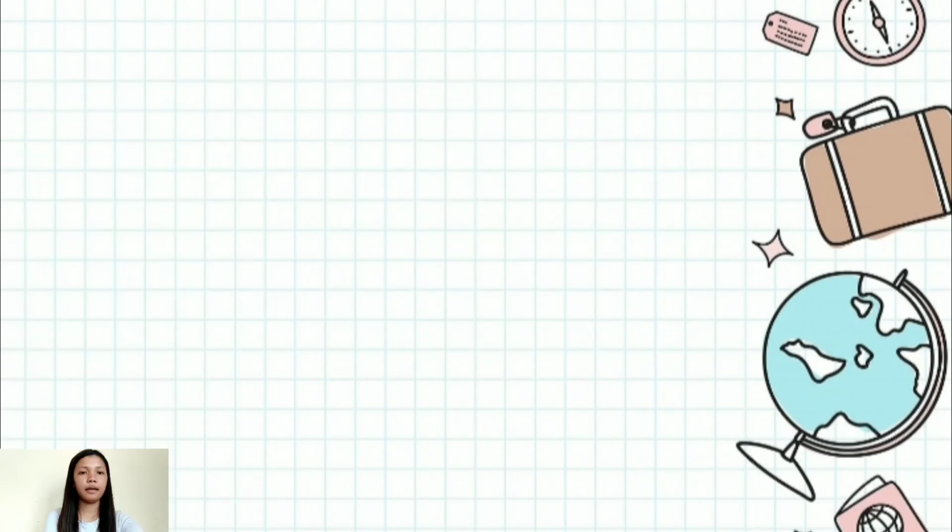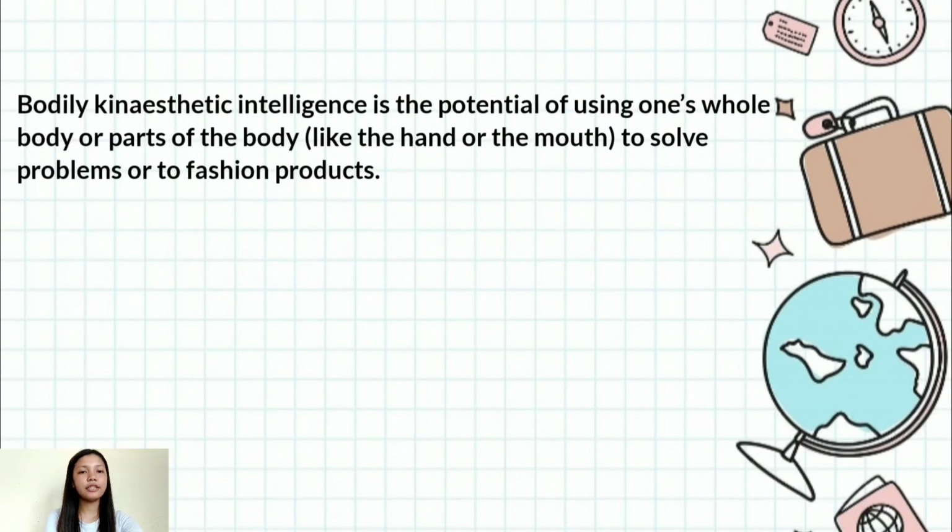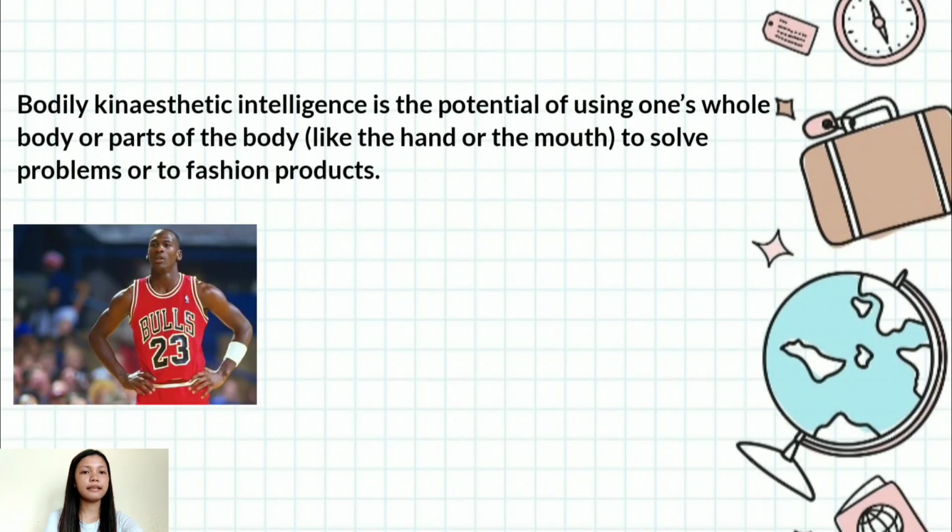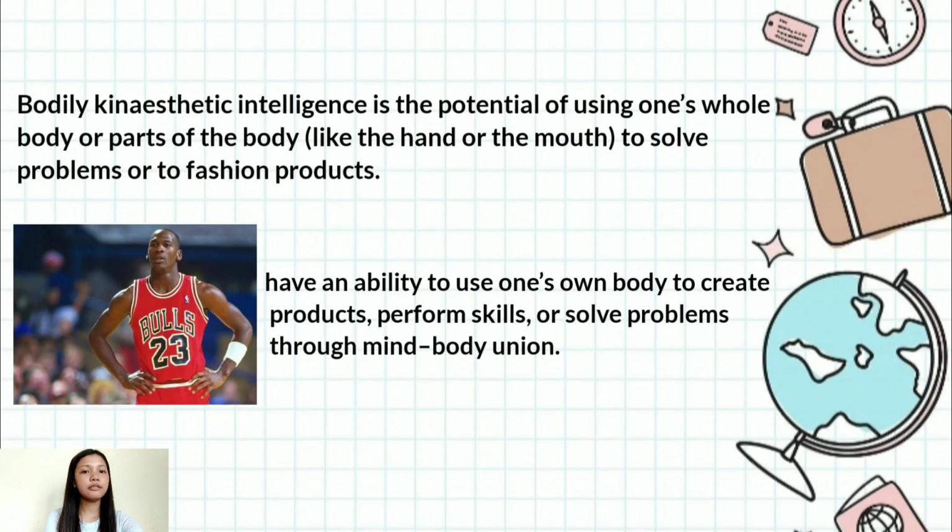Bodily kinesthetic intelligence is the potential of using one's whole body or parts of the body, like the hand or the mouth, to solve problems or to fashion products. People with bodily kinesthetic intelligence, such as Michael Jordan, have an ability to use one's own body to create products, perform skills, or solve problems through mind-body union.